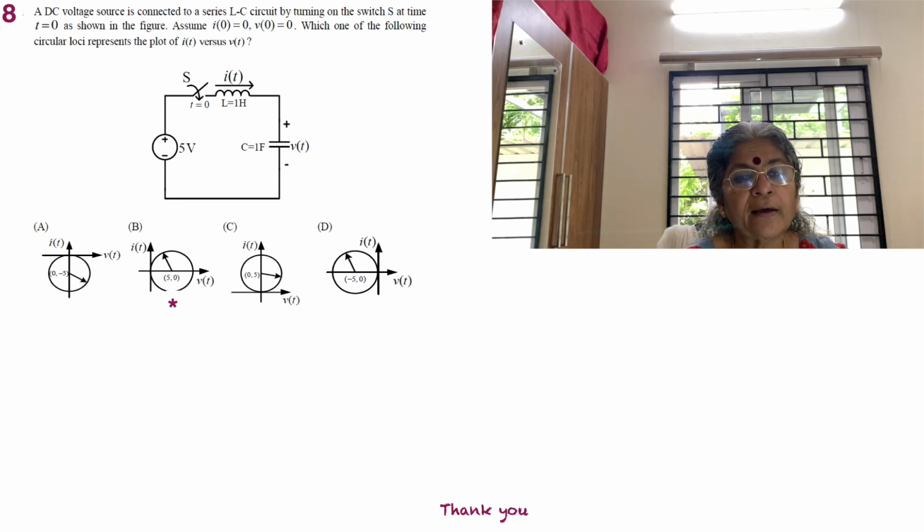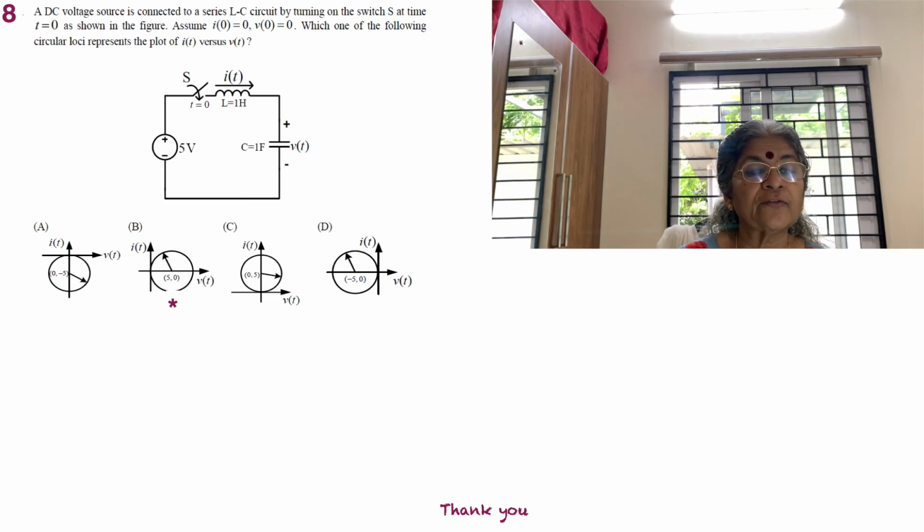Here we again have an inductor and a capacitor charged by a 5 volt source, and at t equal to 0 the switch is closed. The current iL(t) is shown, L is 1 Henry and C is 1 Farad. The voltage across the capacitor is v(t) and the current through the inductor is i(t). A DC voltage source is connected to a series LC circuit by turning on the switch S at time t equal to 0, as shown in the figure. Assume I0 is equal to 0, of course, and V0 equal to 0, so it's not charged at all.